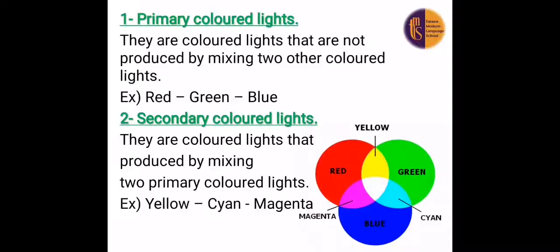Like here in the picture, again we have red, green, and blue. They are primary colored lights. But yellow, magenta, and cyan are secondary colored lights. And in the middle we can see the white light. It is produced by mixing green, blue, and red.